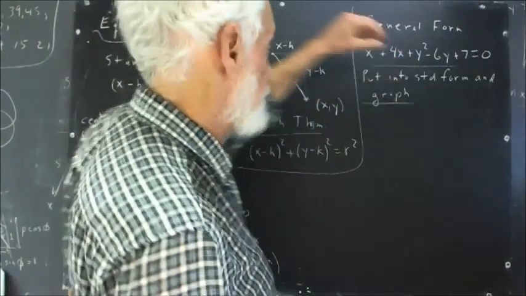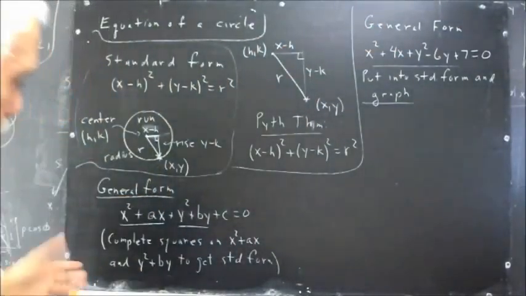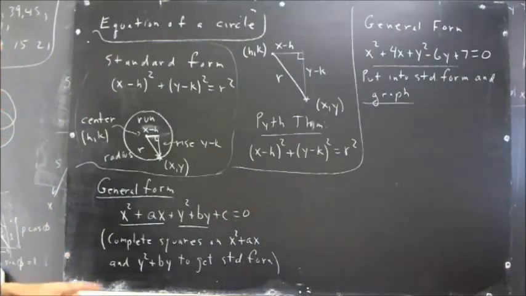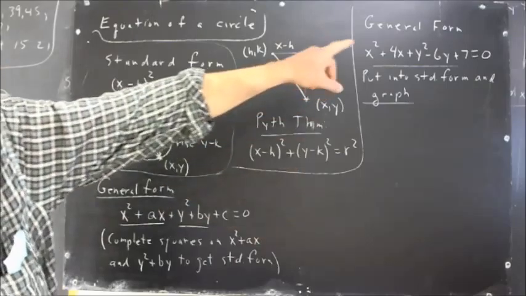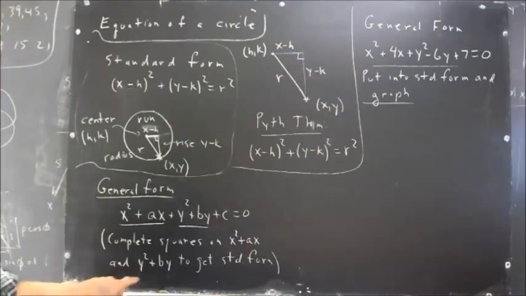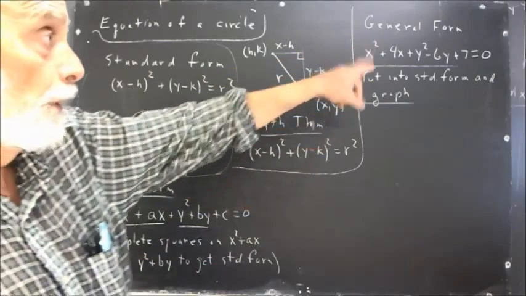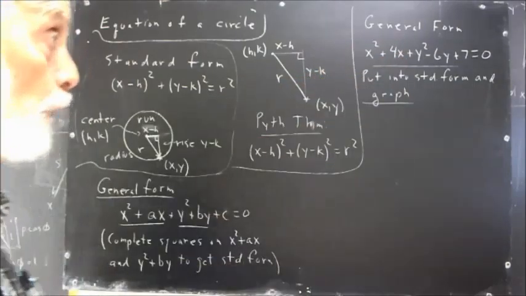We want to put this in standard form and graph, and we know that to do this, we want to complete the squares on the x squared plus ax, that would be our x squared plus 4x, and y squared plus by, that would be our y squared minus 6y.